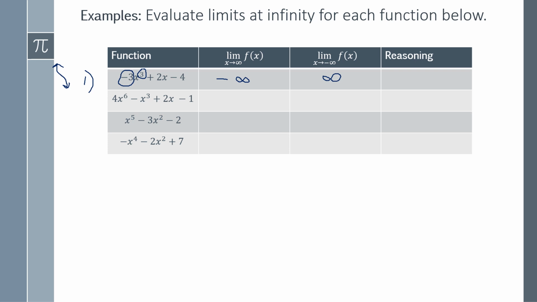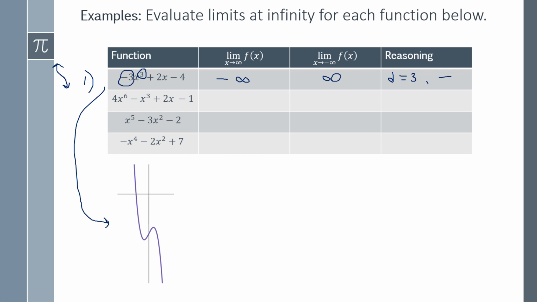And what is my reasoning here? The degree is 3, that's odd, and the leading coefficient is negative, right? So negative leading coefficient, odd degree, we know how those functions behave. And now let's take a look at the graph of this particular function. The graph of this function is over here. You can see that our conclusion is correct. So that's our first example. Let's take a look at the next example.